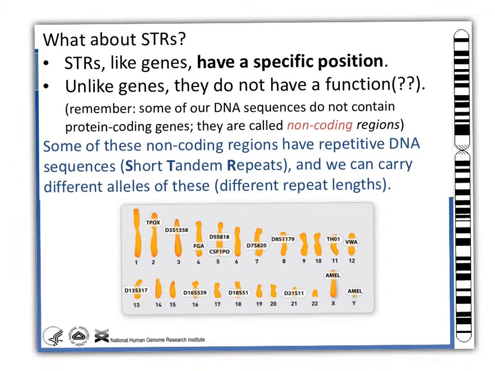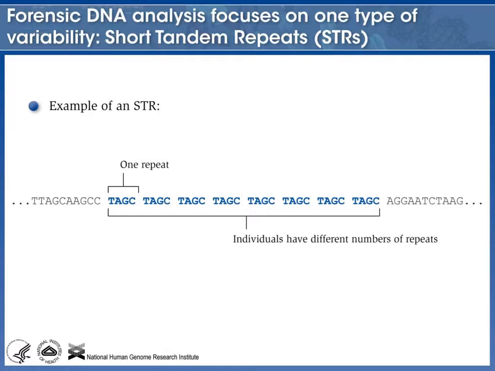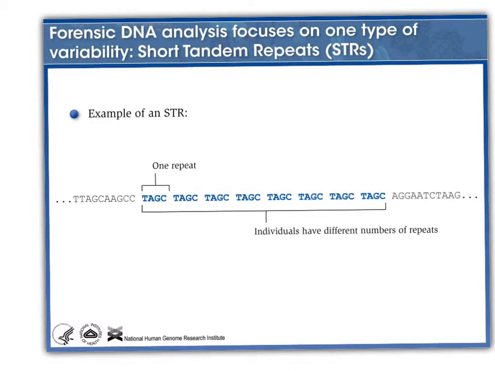Now let's take a look. In this case, here's a short tandem repeat for forensics analysis. The repeat is TAGC, TAGC, TAGC. There might be thousands of them in these short tandem repeats. And people usually have a different number of repeats. So someone might have, let's say, 14 repeats, and someone might have 18. And they get this from either their mother or their father.